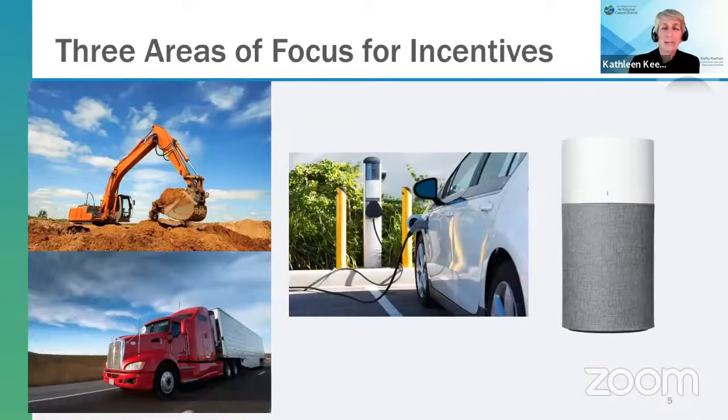So let's talk about what we can do. The district currently has 8 programs that address 3 focus areas. Programs that target heavy-duty diesel equipment and supporting infrastructure, programs that target passenger vehicles, and an air monitor and purifier program for residents of the Portside environmental justice community. Next slide, please.